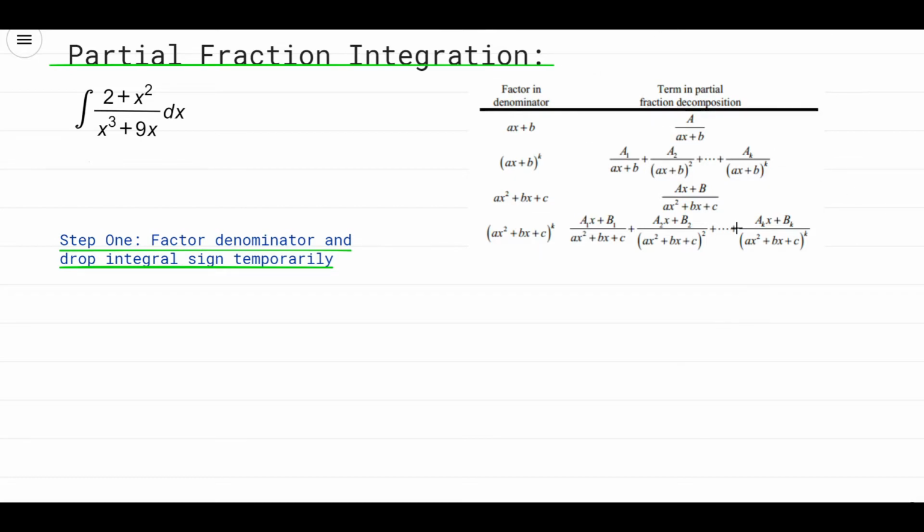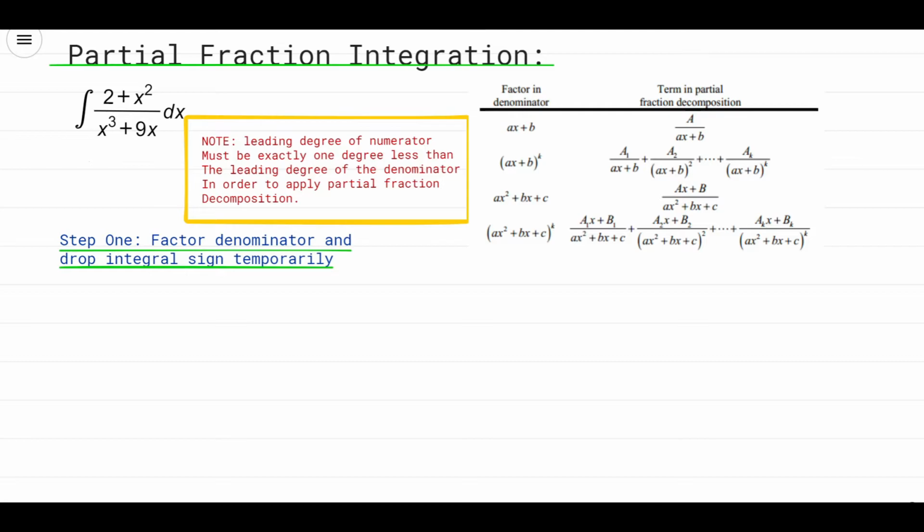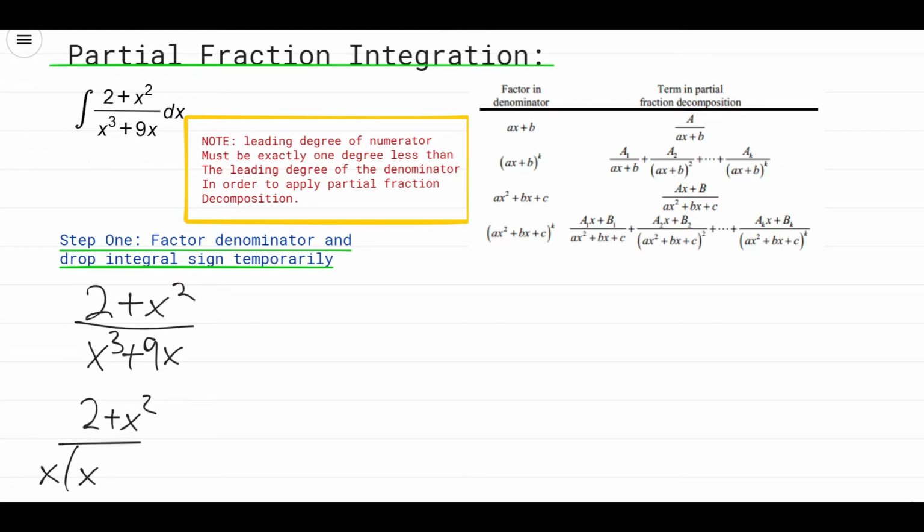So we do have to familiarize ourselves with this table when it comes to doing partial fraction. So quick note, the leading degree of the numerator must be exactly 1 degree less than the leading degree of the denominator in order to apply partial fraction decomposition. So in this case, this holds true because the leading degree of the numerator is x squared and the denominator it's x cubed. So without further ado, we're going to factor the denominator as much as we can. So 2 plus x squared over x cubed plus 9x, and what we can do to factor the denominator is we can pull out an x, and we'd be left with x squared plus 9.